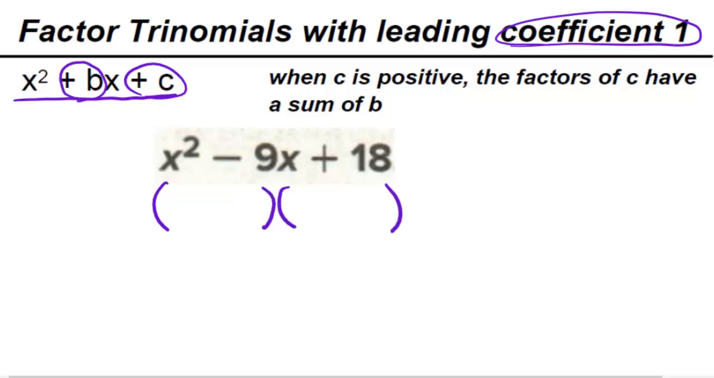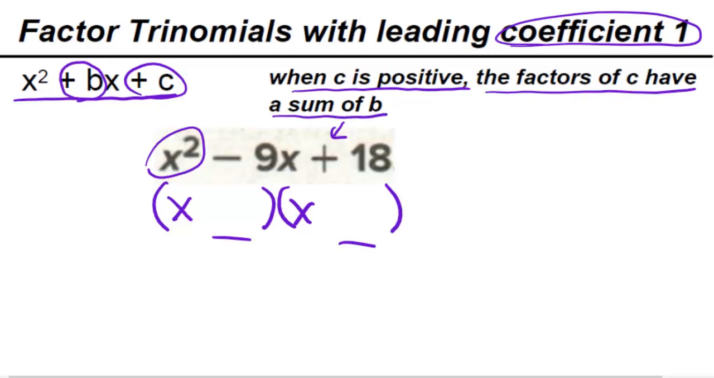And one of the easiest ways to do this is to look at that first term and ask yourself, what two factors make x squared? And that would be x and an x. The second factors go here and here. Well, this is when we consider that c is positive, which it is in this case. So c is the positive value right here, positive 18. When we have that scenario, we're looking for the factors of c that have a sum of b.